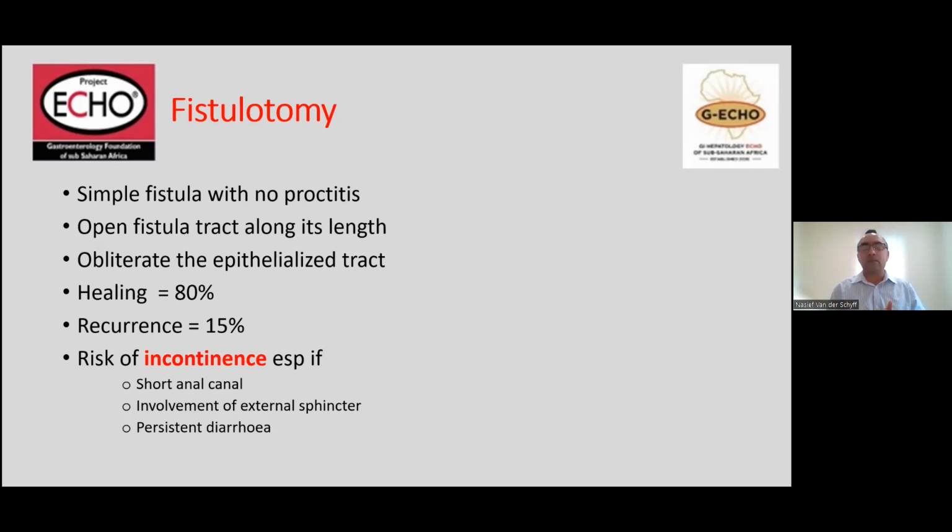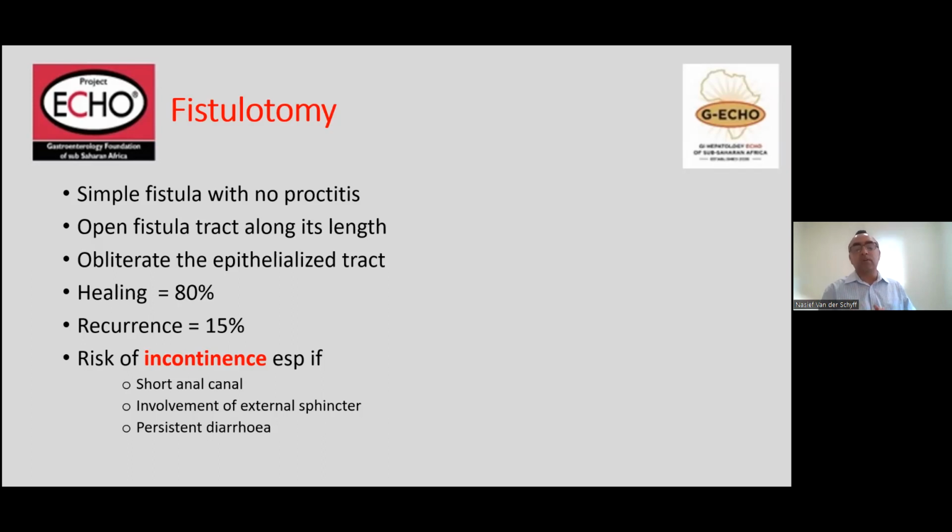This is quite an effective procedure, with about 80% healing of this fistula. But unfortunately, there is about a 15% recurrence. The biggest risk of a fistulotomy, as you can imagine, with opening the tract, is the risk of incontinence, and that is if there's sphincter involvement. And that may just be that perhaps it wasn't properly assessed at the start.